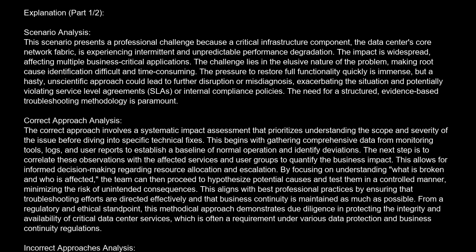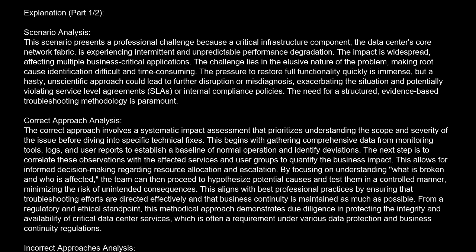The impact is widespread, affecting multiple business-critical applications. The challenge lies in the elusive nature of the problem, making root cause identification difficult and time-consuming. The pressure to restore full functionality quickly is immense, but a hasty, unscientific approach could lead to further disruption or misdiagnosis, exacerbating the situation and potentially violating service-level agreements, SLAs, or internal compliance policies. The need for a structured, evidence-based troubleshooting methodology is paramount.